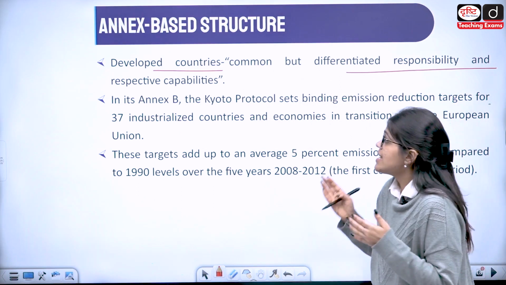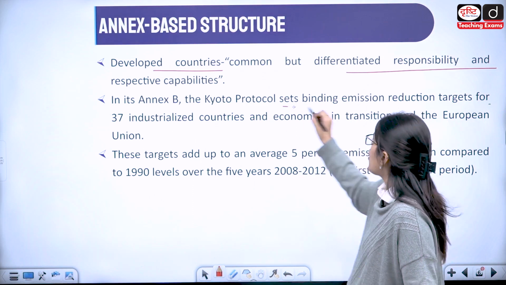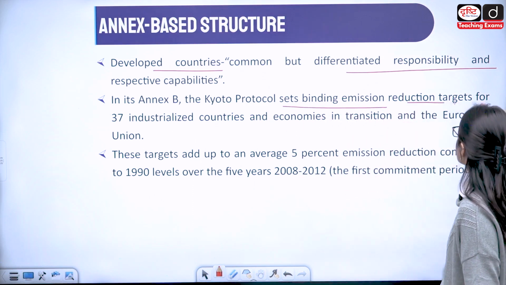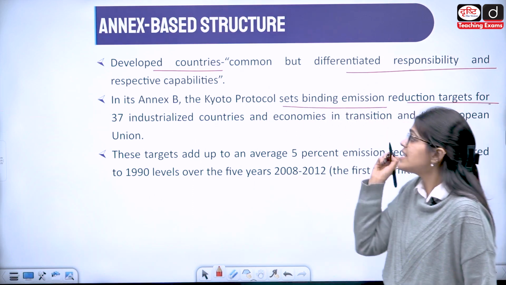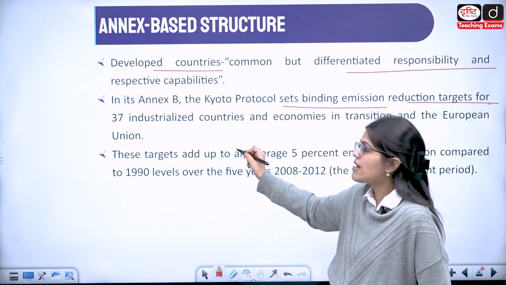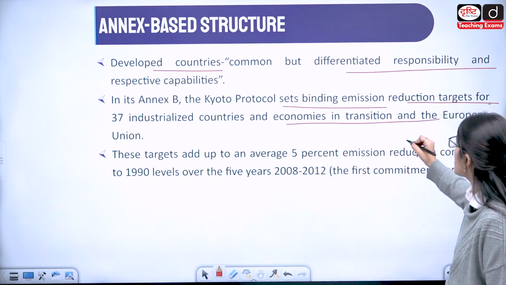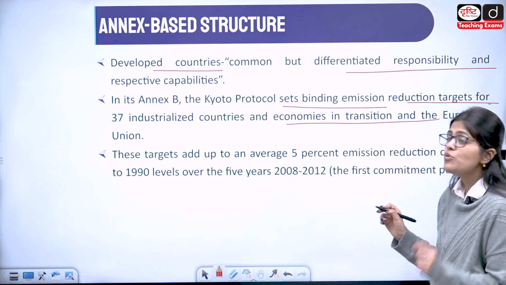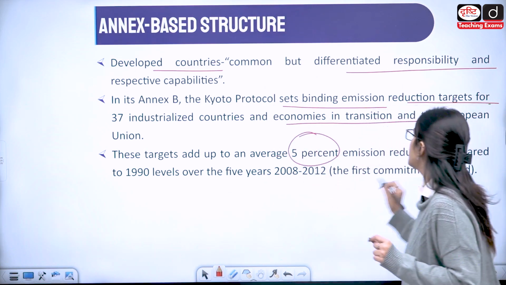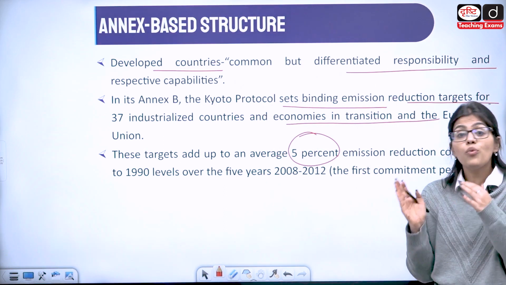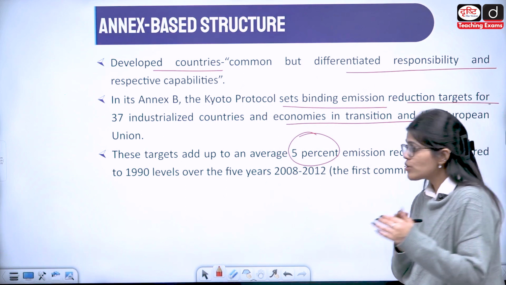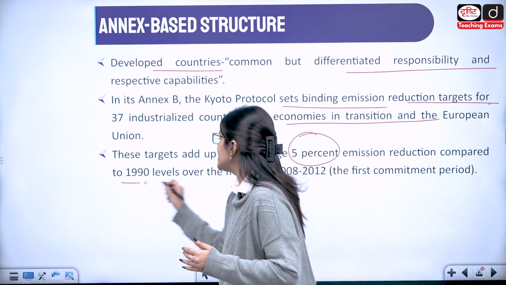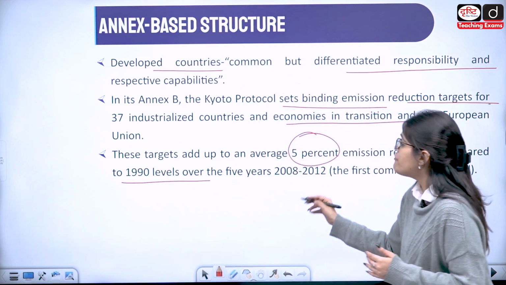Then, in Annex B, the Kyoto Protocol sets binding emission reduction targets for the 37 industrialized countries and economies in transition, and the European Union. These targets add up to an average of 5% emission reduction. And which level are we comparing to? We are comparing it to the 1990 level, over the 5 years.